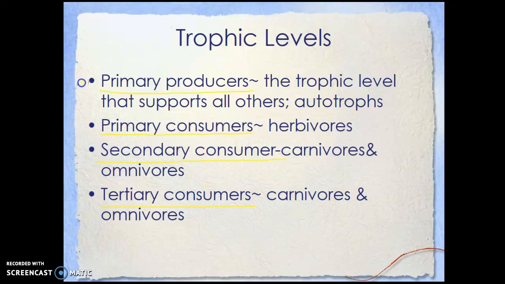So maybe this was some sort of plant. The plant got eaten by a grasshopper. That'd be our primary consumer. The grasshopper got eaten by a bird, let's say a little sparrow. That's your secondary consumer. And then the sparrow got eaten by a hawk. That would be your tertiary consumer.